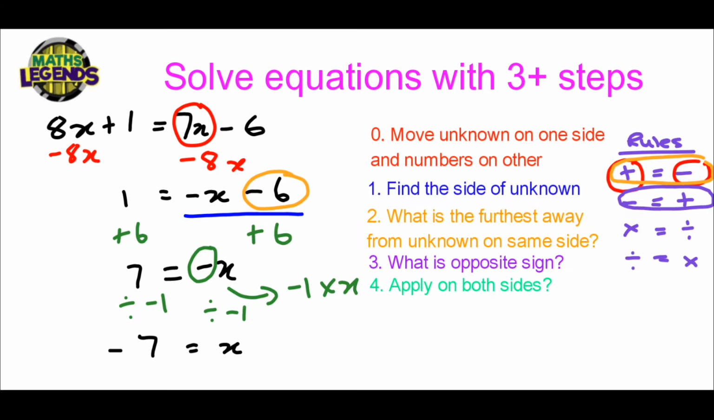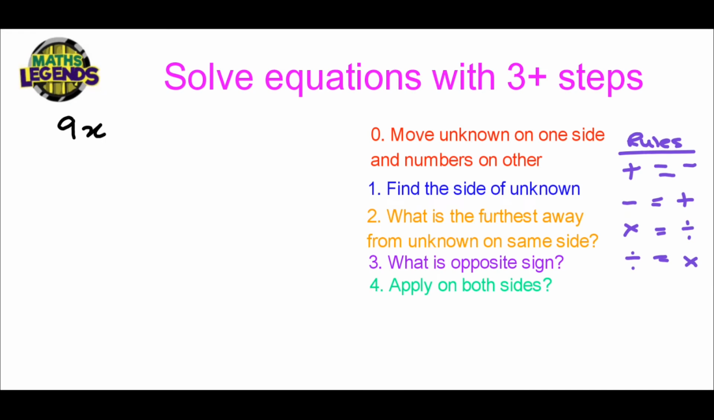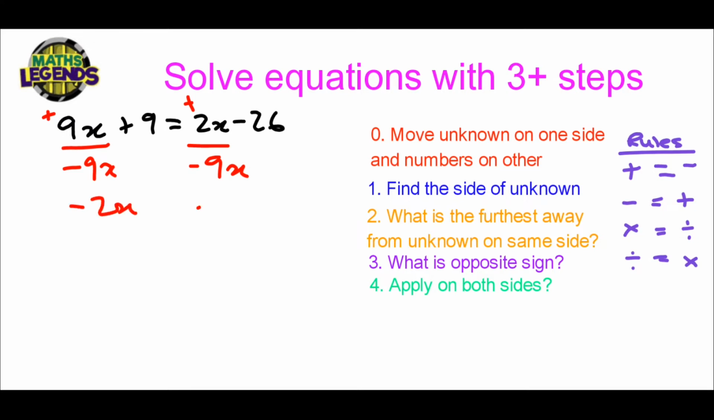Let's look at another example. 9x plus 9 equal to 2x minus 26. So again here, we need to decide which of these x's we're going to remove as they appear on both sides. So we can foresee that this is a plus and so is this a plus. So in either case, we have to either take away 9x from both sides, or we will need to take away 2x from both sides.